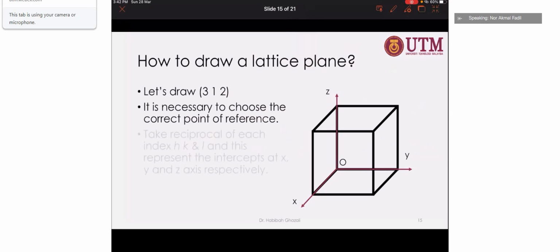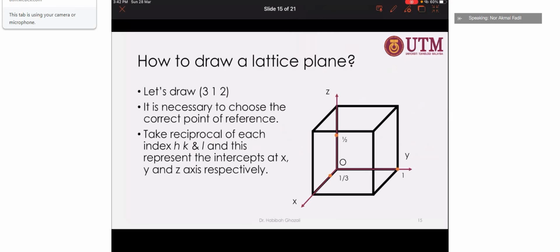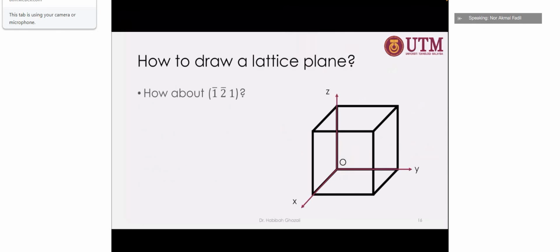This is the slide's explanation. You draw this and then you get this. This is the answer.